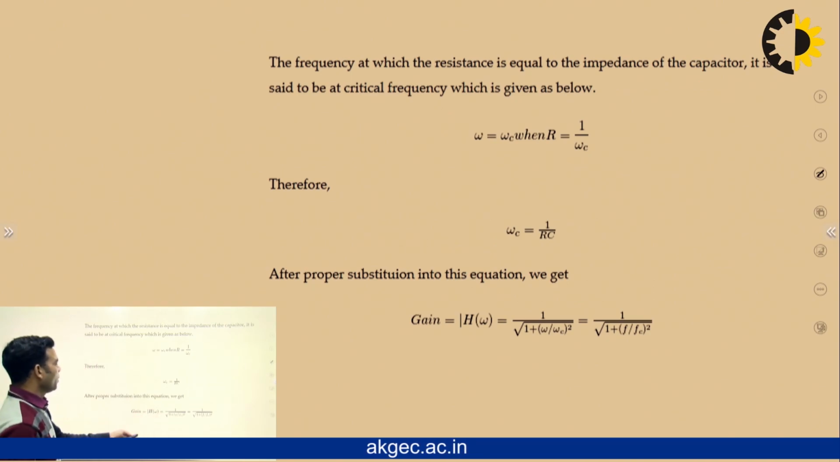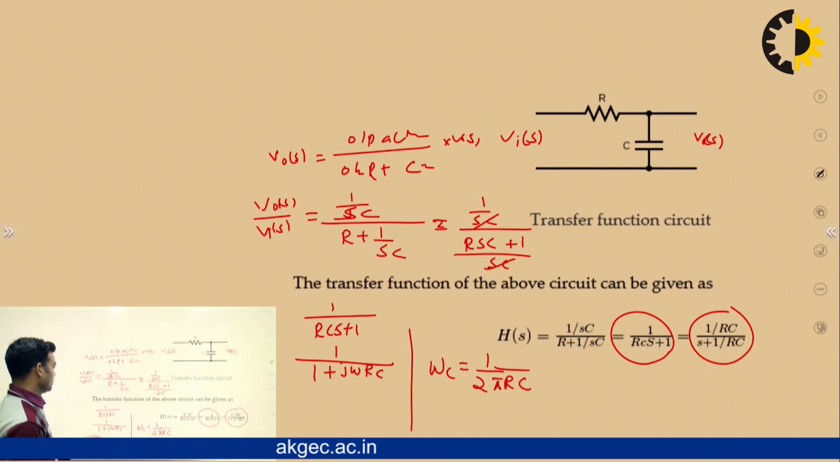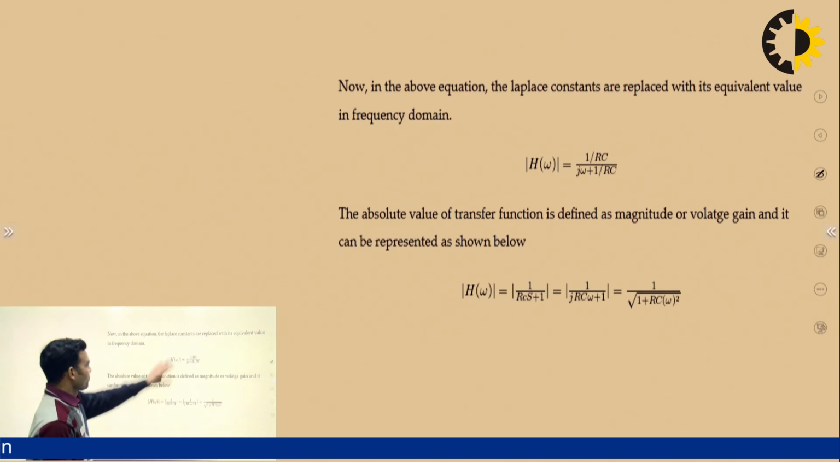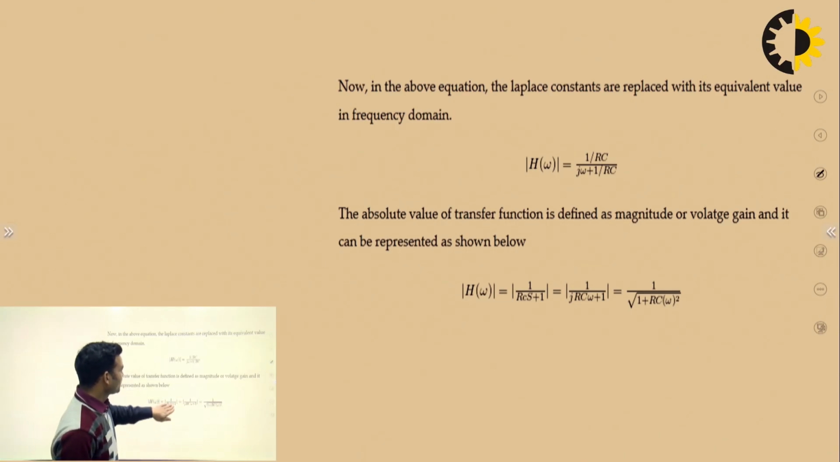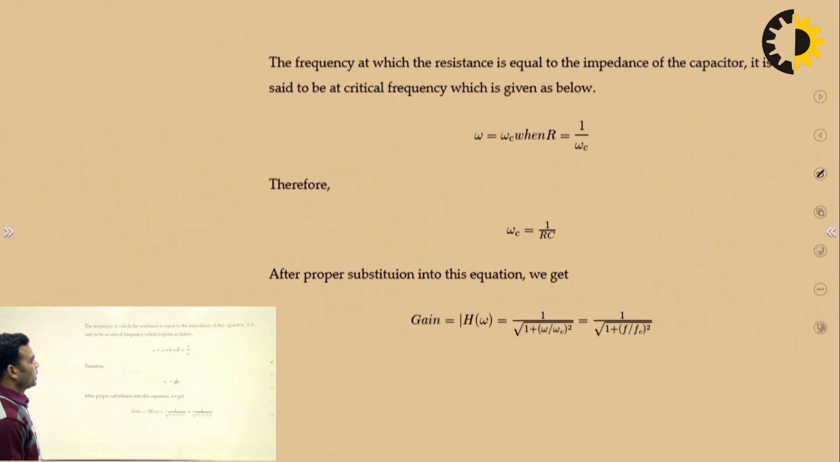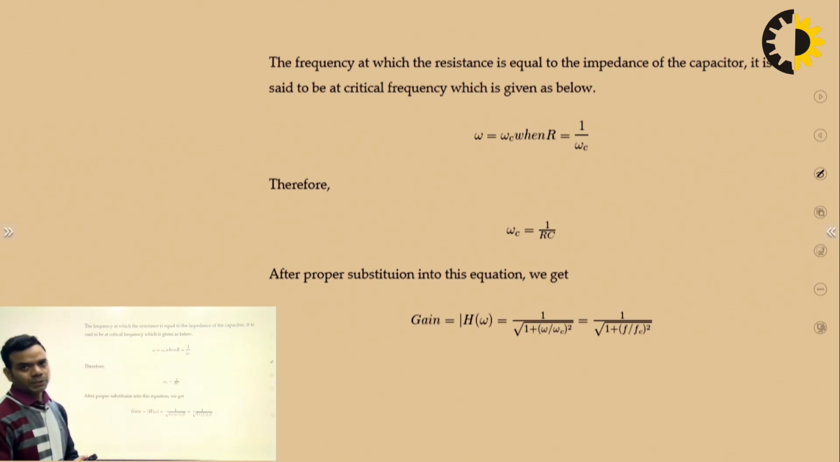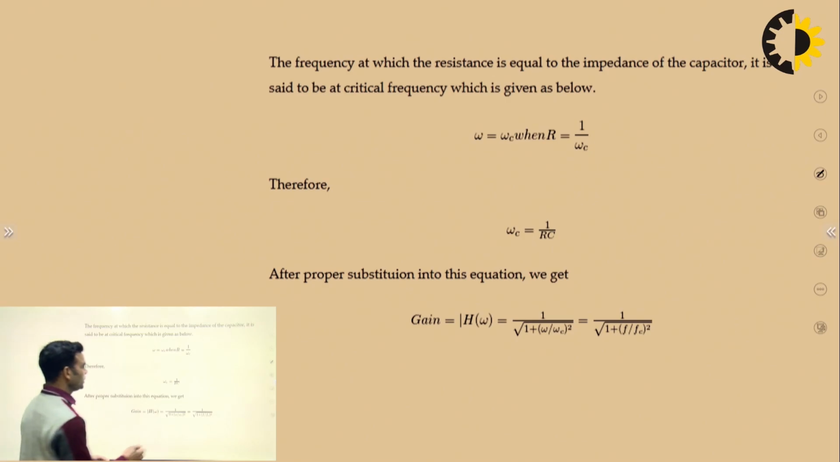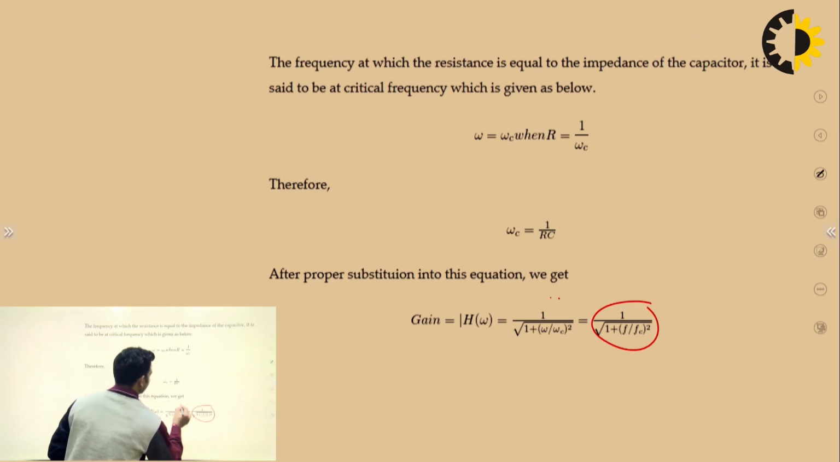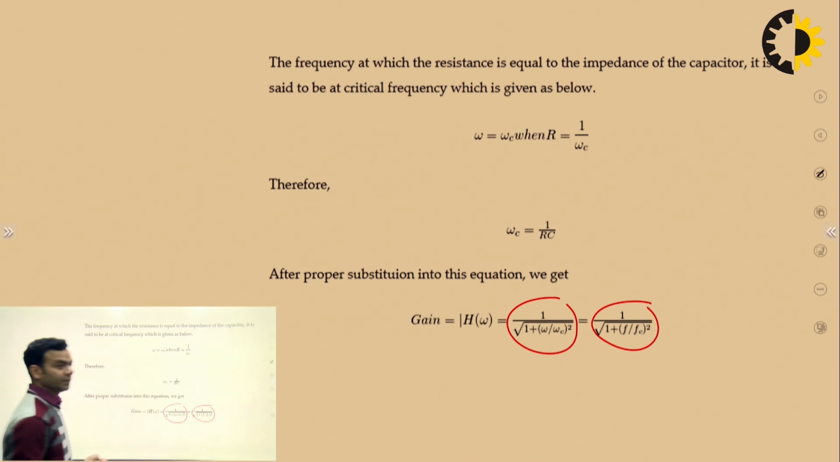1 upon this. If you take its magnitude, you will get 1 upon root of 1 plus RC omega squared, or 1 upon 1 plus omega upon omega c squared, which is nothing but 1 plus f upon fc squared. Finally you will get this after putting the value of omega c.